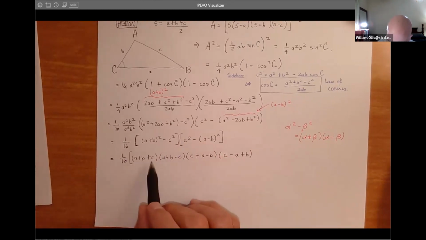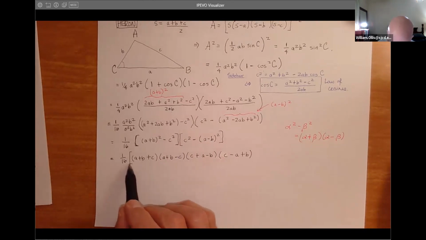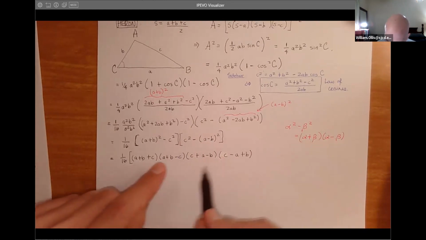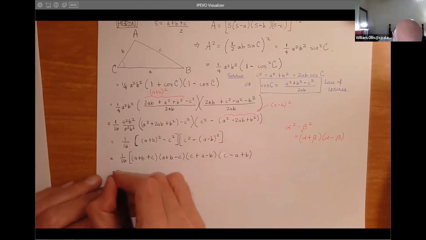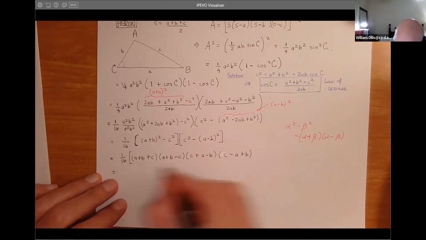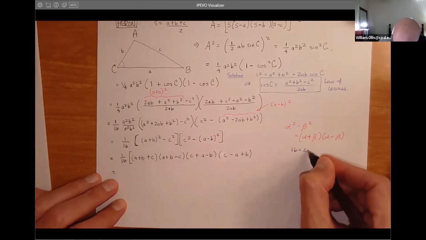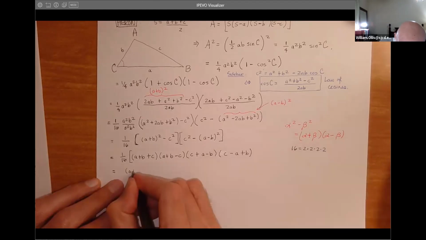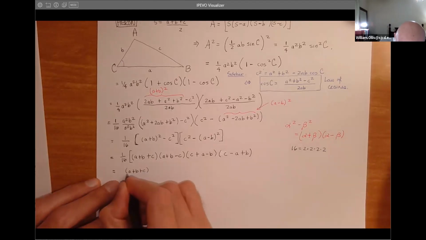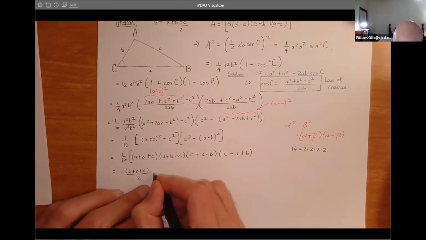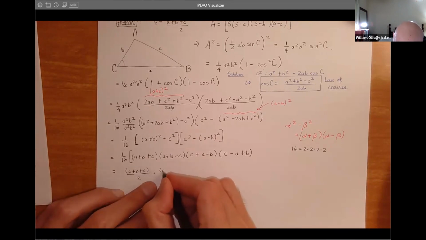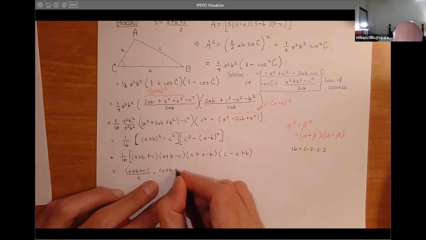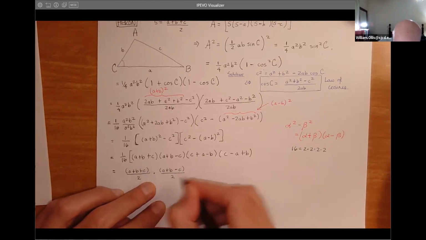Now you're seeing that if we go ahead and put these 2's under each of these, we can rig them. We're already going to get S right there, but we have to rig these. So let's go ahead and do some more surgery. So 16 is 2 times 2 times 2 times 2, right? So let's go ahead and fill that in. So we get A plus B plus C divided by 2 times A plus B minus C divided by 2.